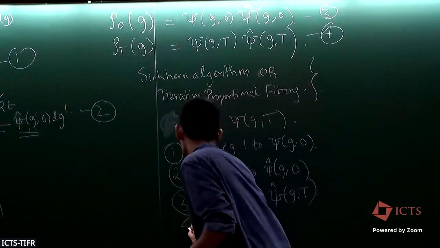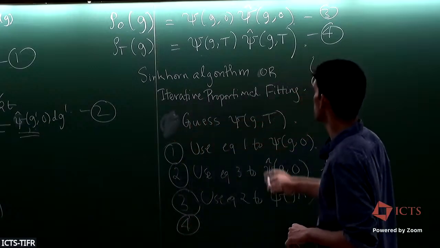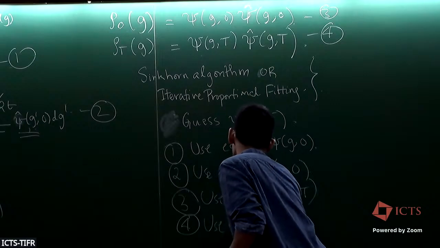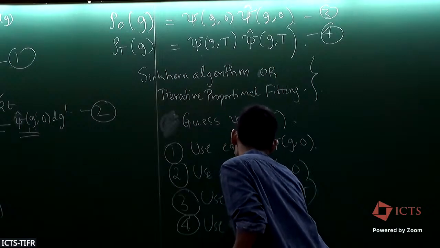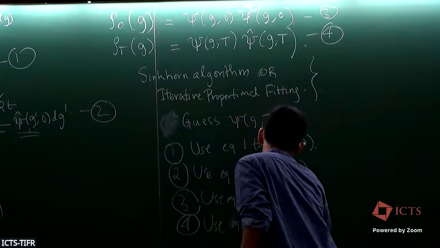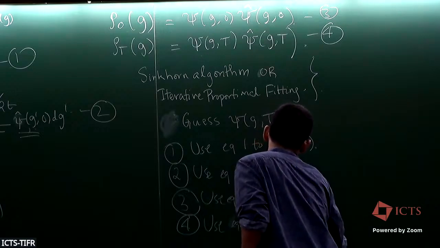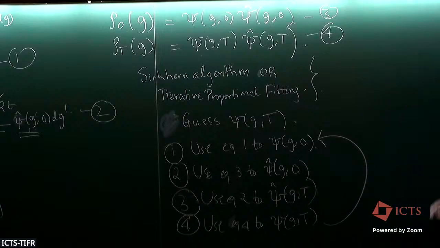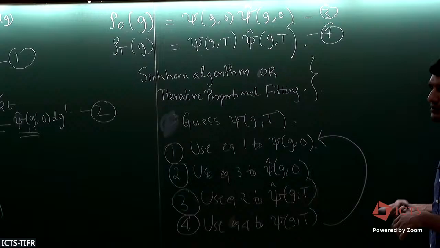And finally, you can update your initial estimate of psi gt using equation 4. Use equation 4 to get psi. And you iterate this. So you go through steps 1 through 4, and you keep iterating through this process, and you can show, which is the non-trivial part, you can show mathematically that this scheme converges.